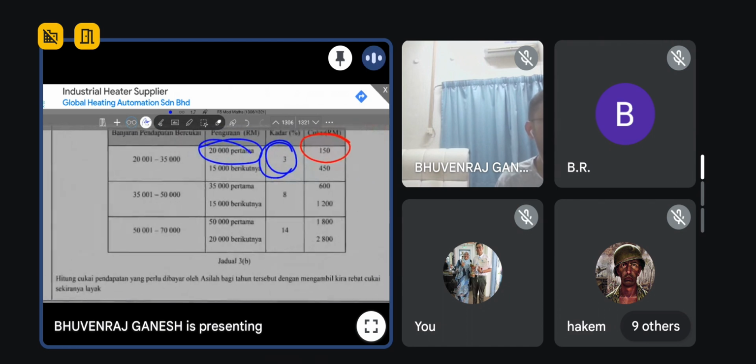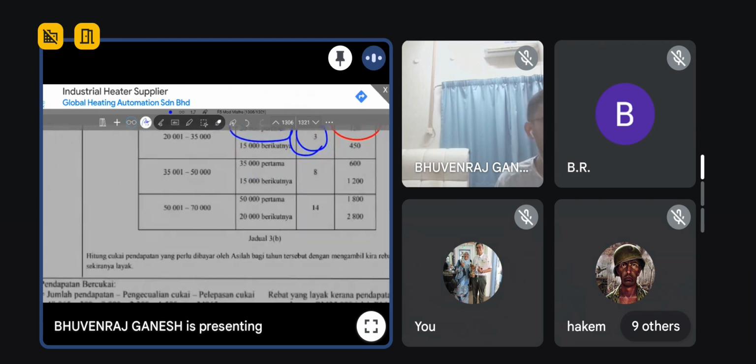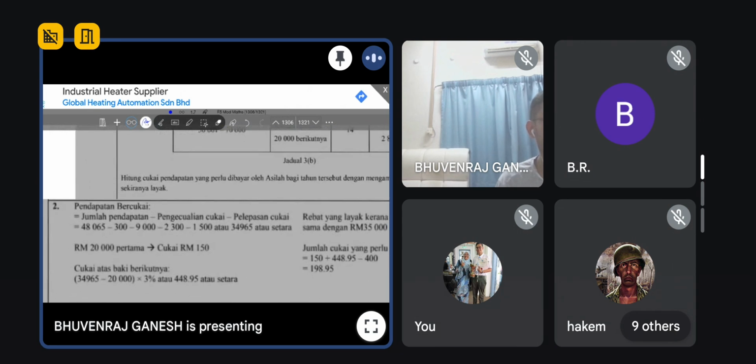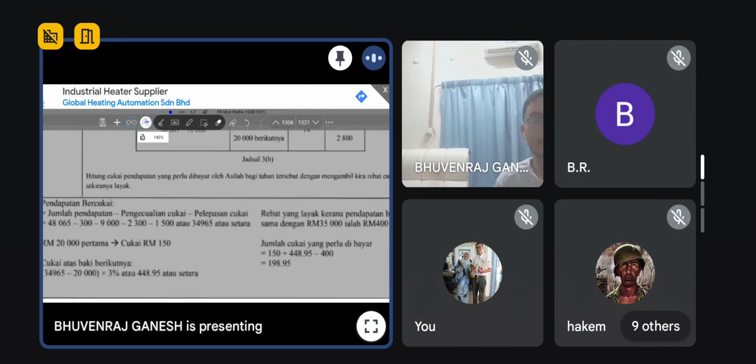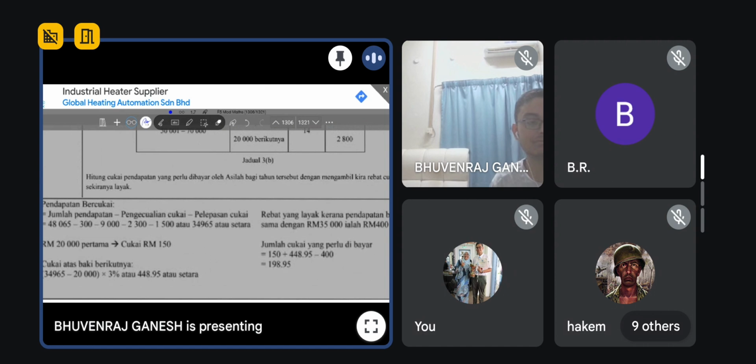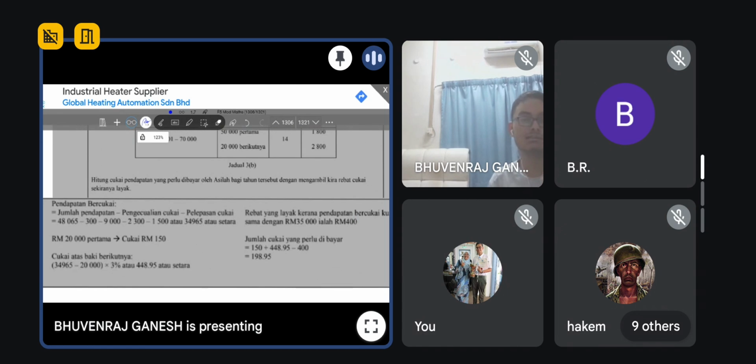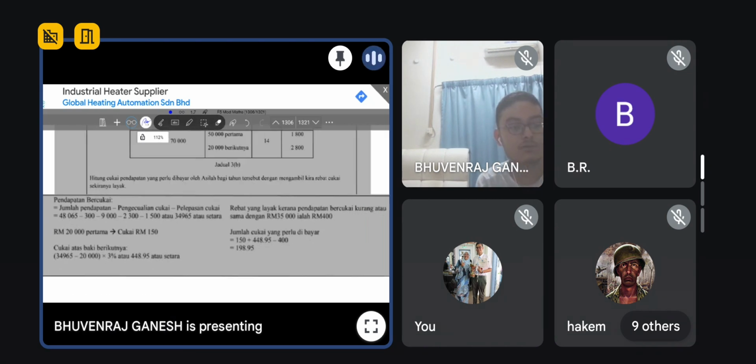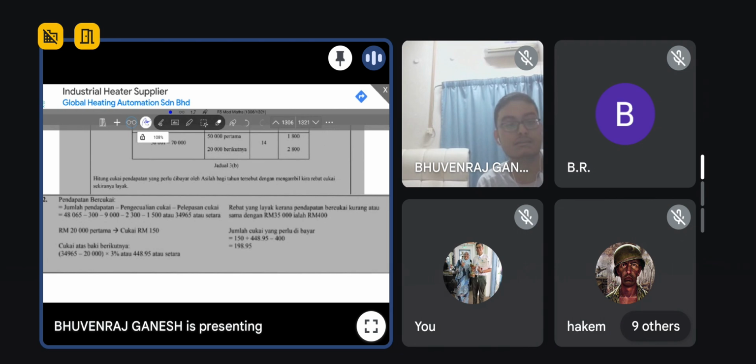Okay, so this is the question. Hitung cukai pendapatan. Okay, so this is your working. Okay, guys, can you get the working? Every single step here? If anyone struggles, please tell. Kalau ada siapa-siapa tak faham, jangan senyap. Don't be silent. You must share the problem. Okay, if no problem, I go on to the next question.